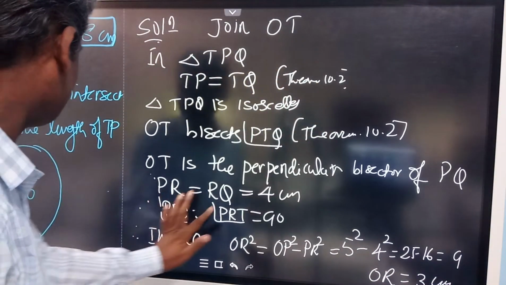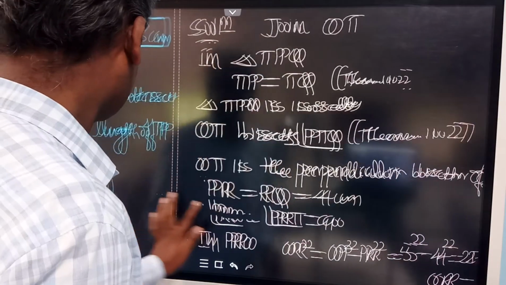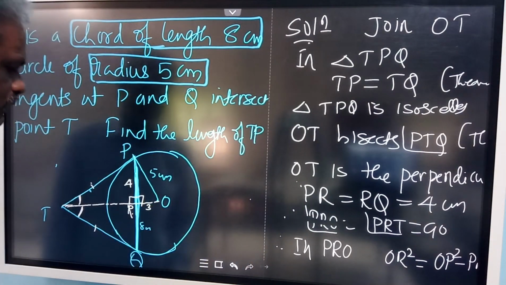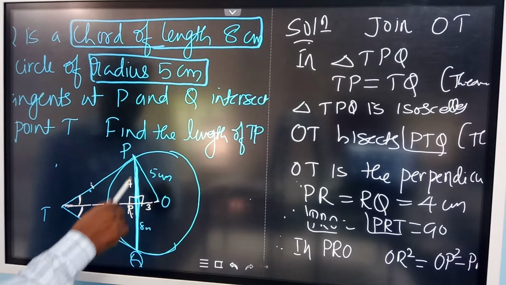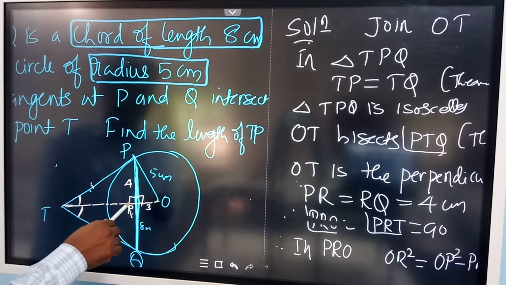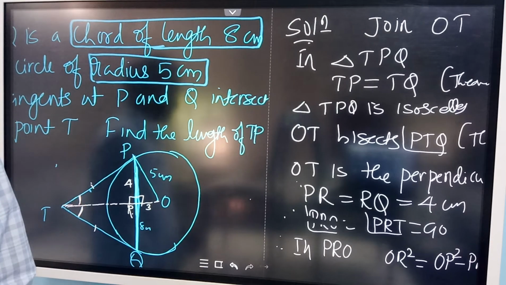So you got this length as 3 centimeter. So this is 3 centimeter now. Okay. So you got this length. PQ is 8. PR is equal to 4. And this is 3 and this is 5.